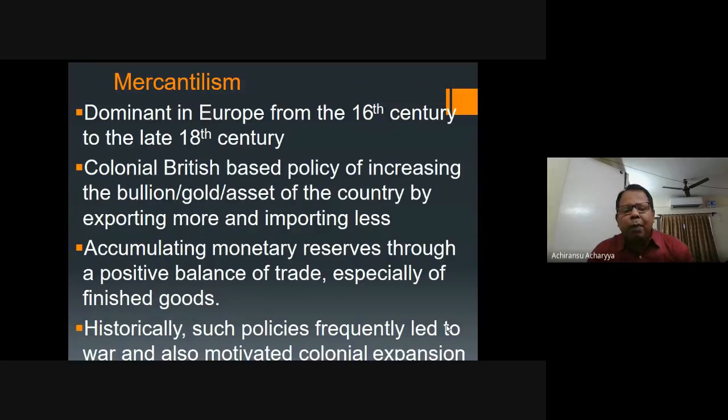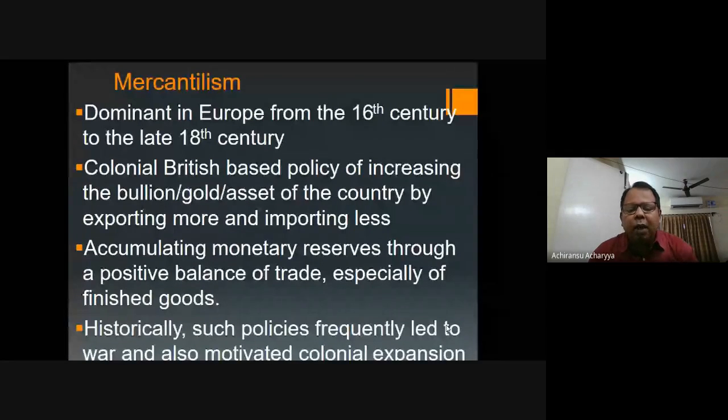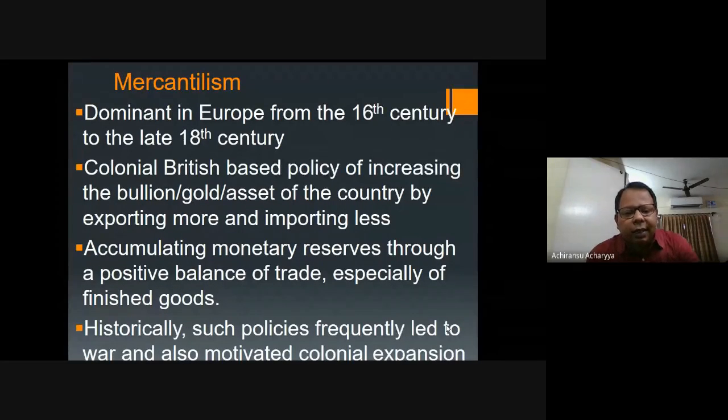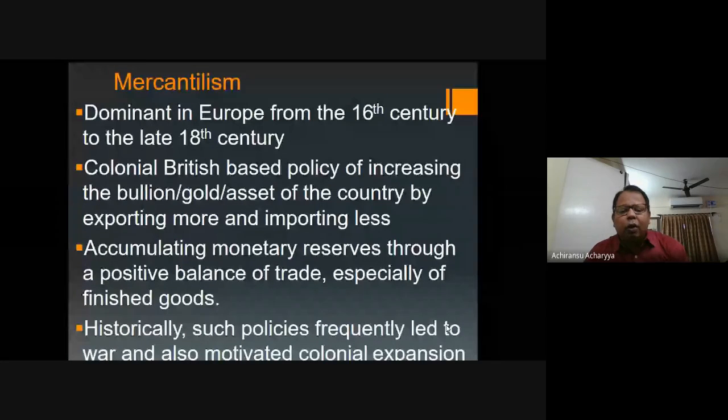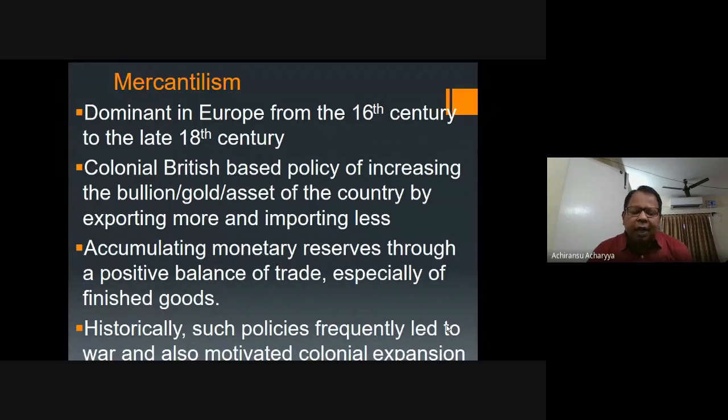So just touching upon mercantilism, you should know what mercantilism is. It was dominant in Europe from the 16th century to the late 18th century. The colonial British-based policy of increasing the bullion or gold asset of the country by exporting more and importing less, and accumulating monetary reserves to a positive balance of trade, especially of finished goods. So historically, such policies frequently led to war because it was colonial in nature and also motivated colonial expansion.